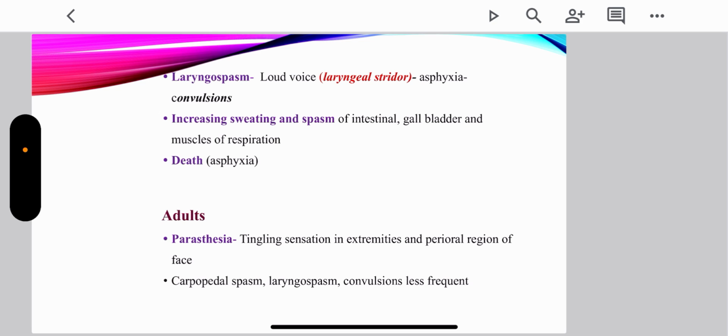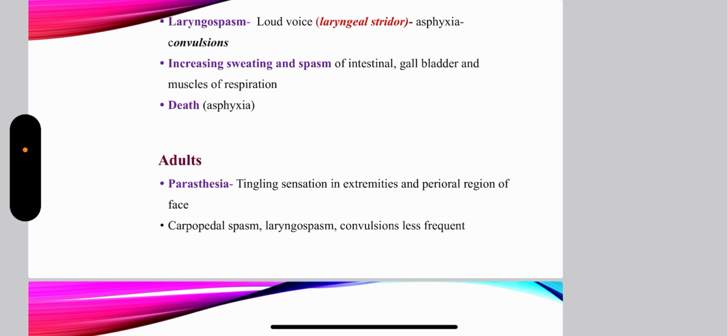But in adults, features are slightly different. There is occurrence of paresthesia. What is the meaning of paresthesia? There is a tingling sensation in the extremities and perioral region of the face. Along with paresthesia, there is occurrence of carpopedal spasm and laryngospasm, but convulsions are less frequent in adults.